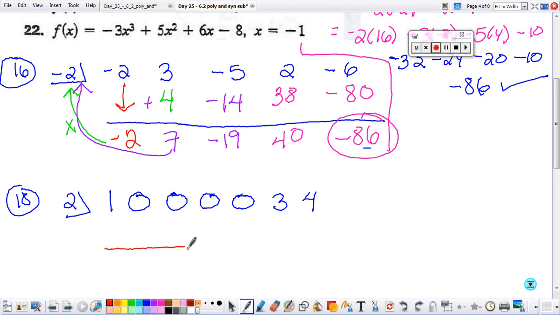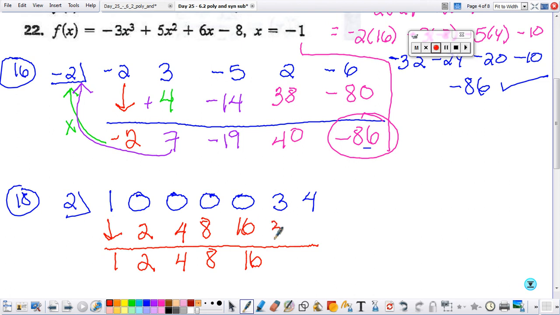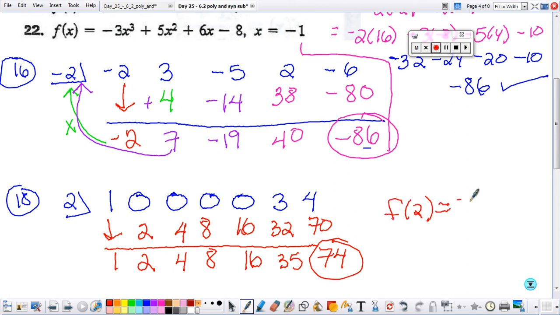Okay. So our first step, we bring down the first number. We multiply and add. Multiply and add. So 2 times 2 gave me 4. Add. 4 times 2 is 8. And add. 8 times 2 is 16. Add. Okay, so 16 times 2, 32. We're going to add that to the 3. 35 times 2 is 70. Add it up. We get 74. So for 18, f of 2 is 74.